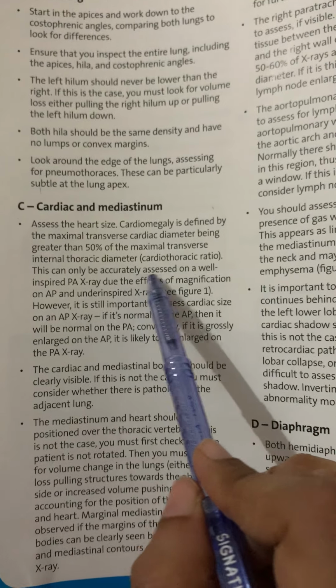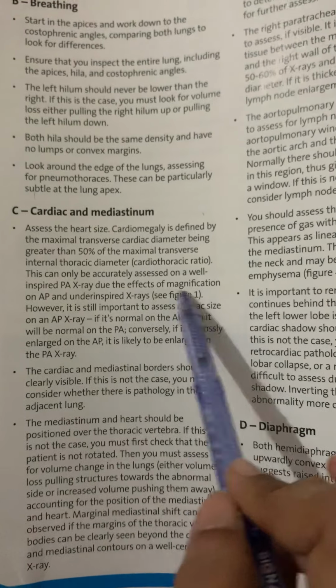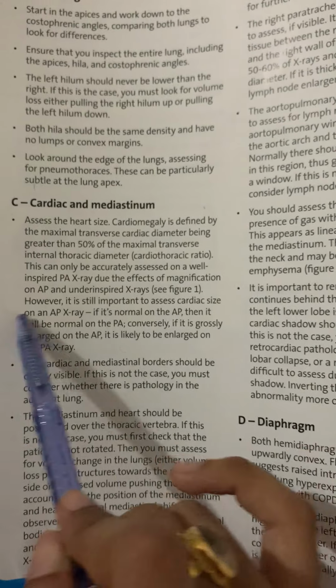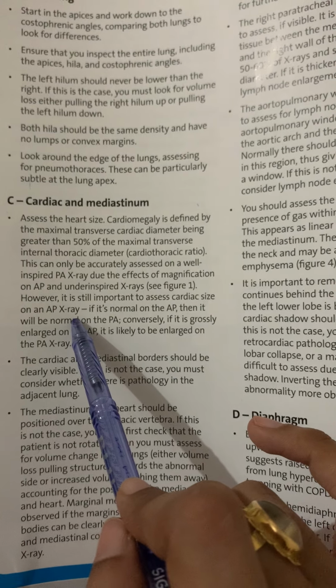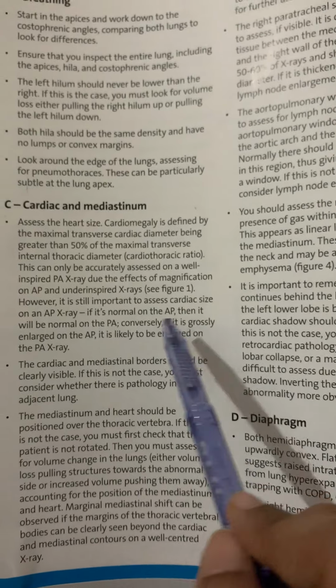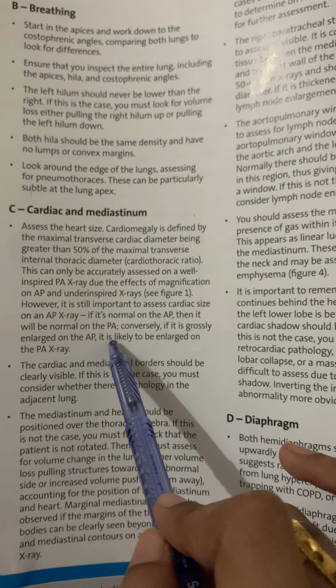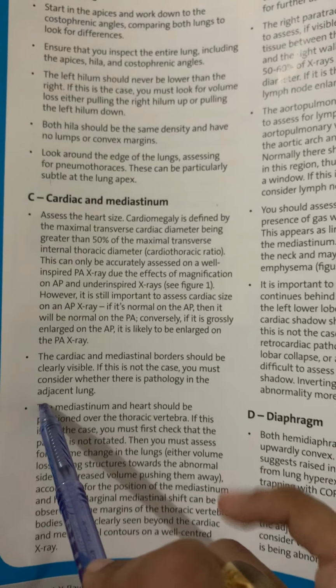This can only be accurately assessed on a well-inspired PA X-ray due to the effects of magnification on AP and under-inspired X-rays. However, it is still important to assess cardiac size on an AP X-ray. If it is normal on the AP, then it will be normal on the PA. Conversely, if it is grossly enlarged on the AP, it is likely to be enlarged on the PA X-ray as well.